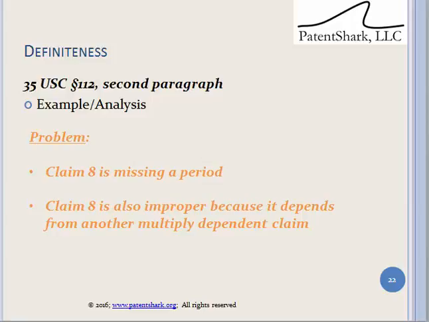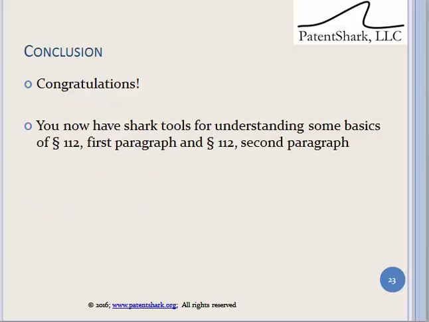Well, sharks, congratulations. You now have some basic shark tools for understanding 112 first paragraph rejections and 112 second paragraph rejections. As you go on in your career and you practice patent prosecution, you will see many of these 112 issues pop up, and you will come up with many different strategies to overcome them. And I hope that this gave you a basic understanding of the foundation of how to go about this. Again, thank you very much.